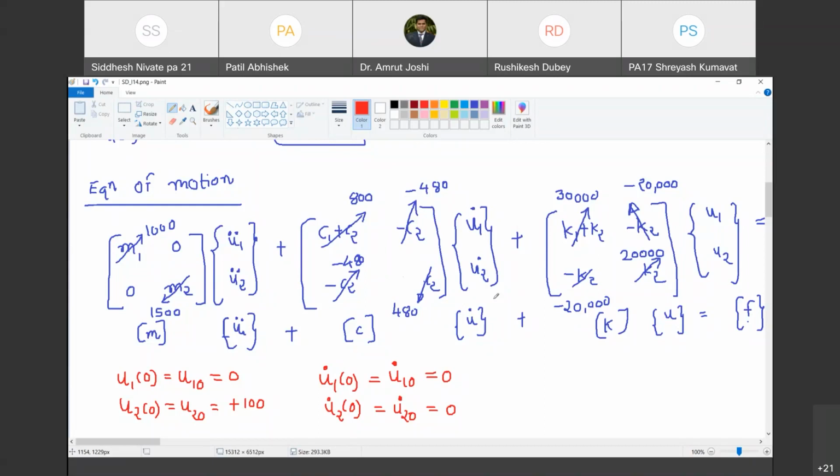कैसे? So you can simply do that by expanding the first row. देखो, M1 into U1 double dot plus 0 into U2 double dot. So 0 into U2 double dot मतलब U2 double dot का term नहीं आएगा. So there is no coupling. Are you with me? Yes, sir. However, when you expand the second row from damping matrix, you will have 800 into U1 dot minus 480 into U2 dot. So then these equations are coupled.